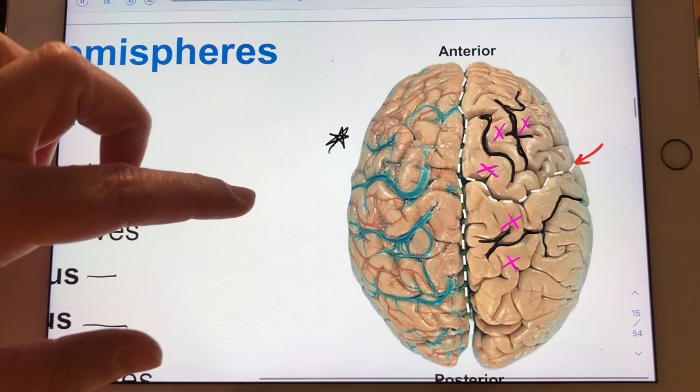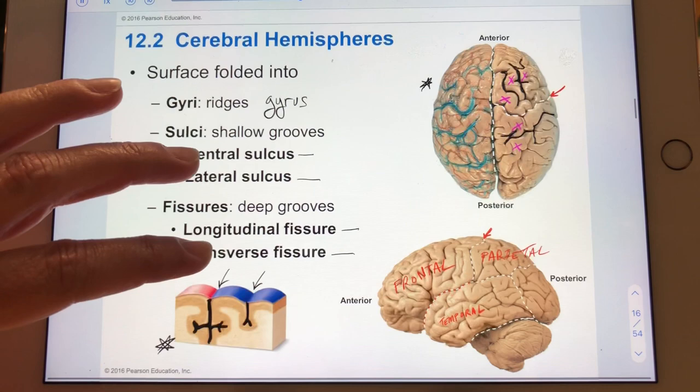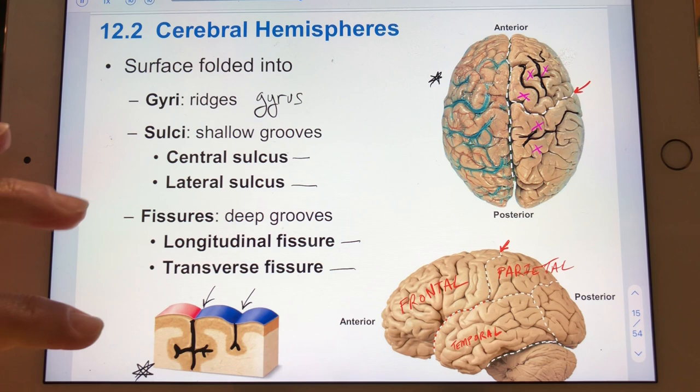Okay, I'm going to change colors. What should I do? This is obnoxious, so by all means. All right.